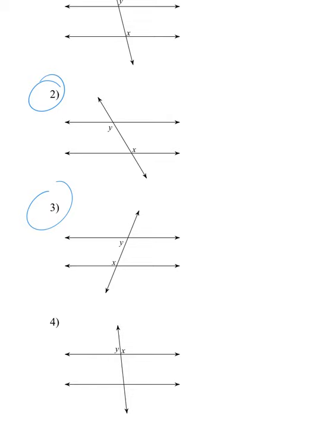Two, I have two parallel lines. We're going to call them L and M. I have angle Y and I have angle X. Those two angles have a specific name. What would their name be called? Y and X, because one's on one side of the transversal, one's on the other side of the transversal. So they're on opposite sides of the transversal. So they're alternate interior. Correct.